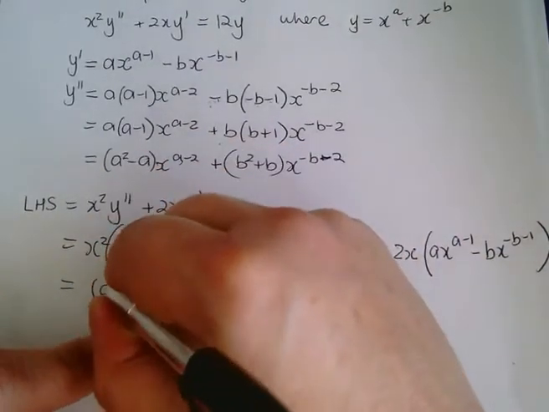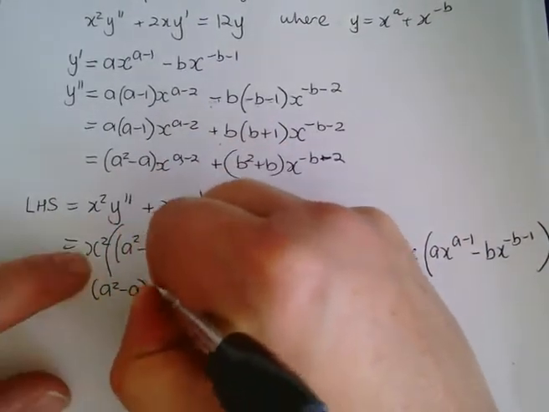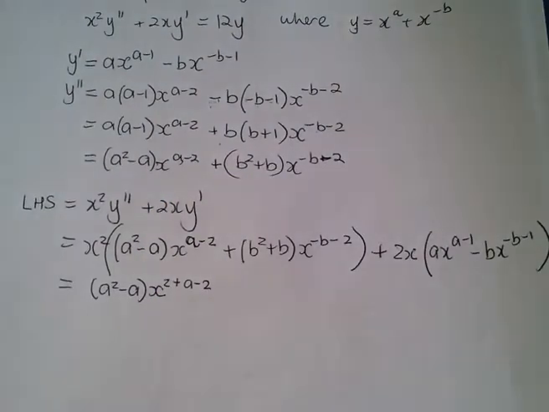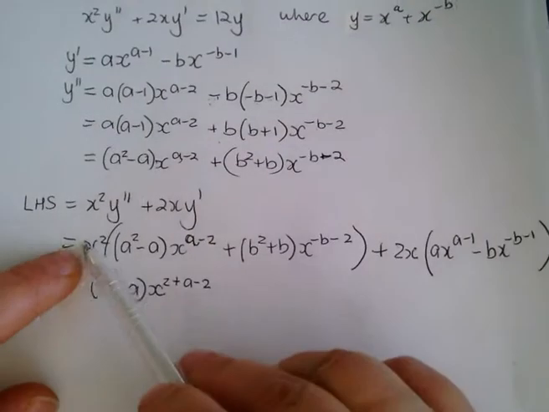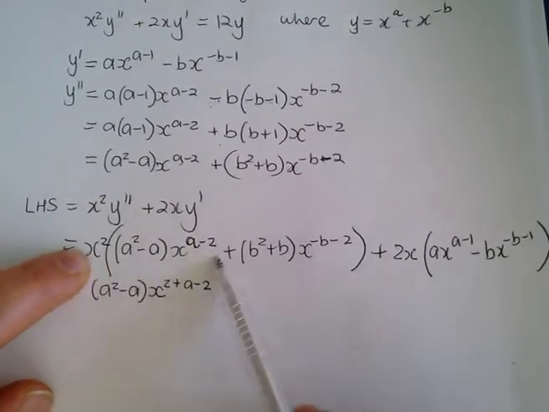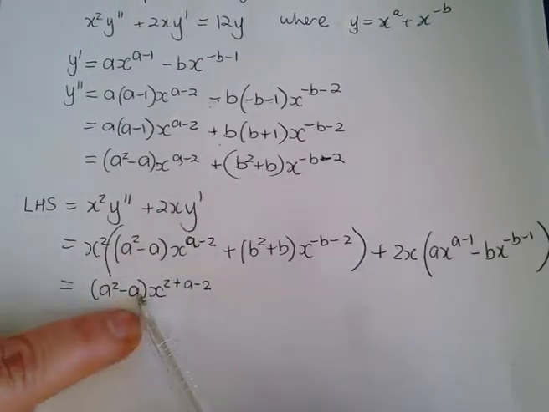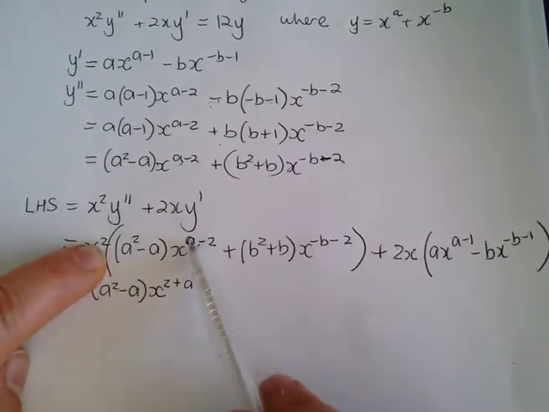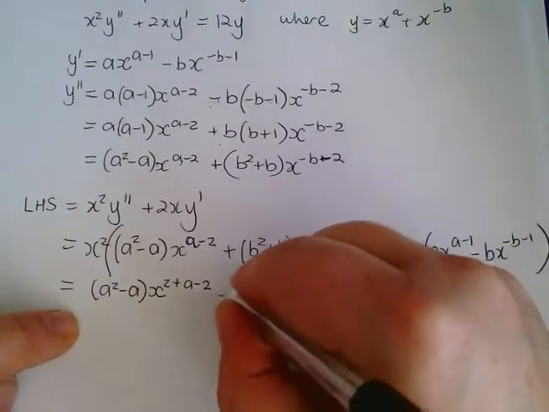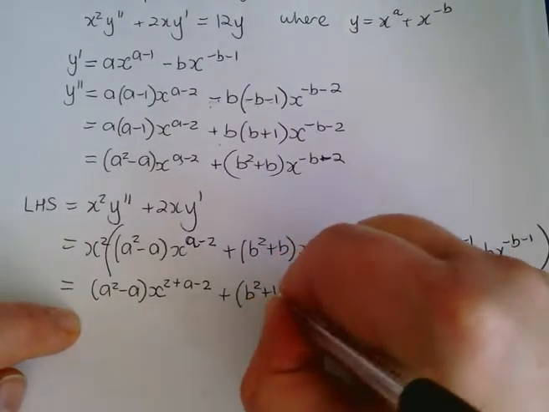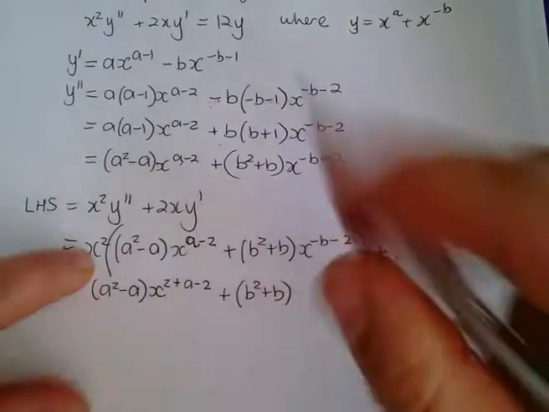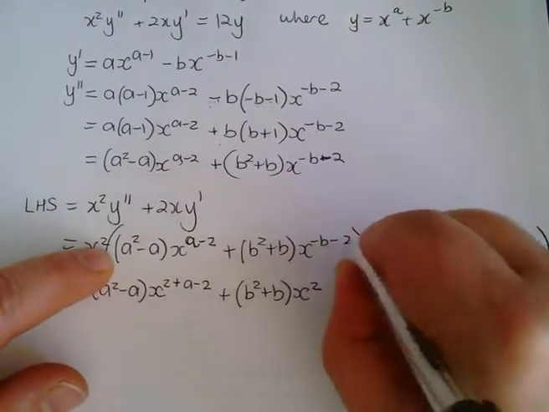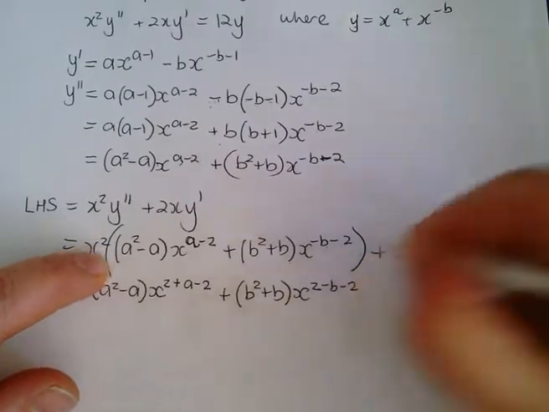So this is what I've got: a squared minus a times x to the 2 plus a minus 2. Do you get what I've done? I'm multiplying this by that, by this whole term. Well, the a squared minus a stays at the front, but the x bases are the same, so you add the 2 and the a minus 2. Plus, again, same thing here: b squared plus b times that x squared. The x's are the same, so I add the 2 with the negative b minus 2.